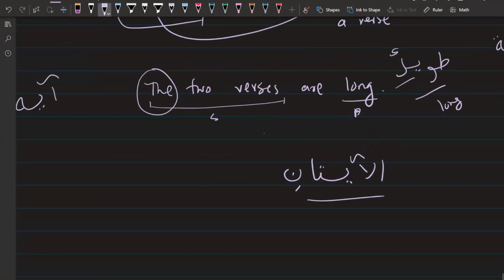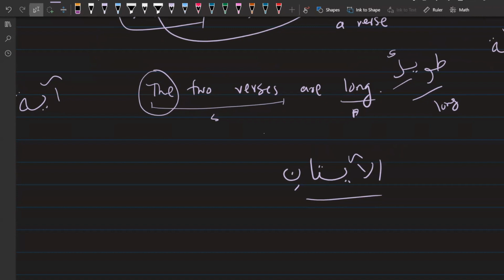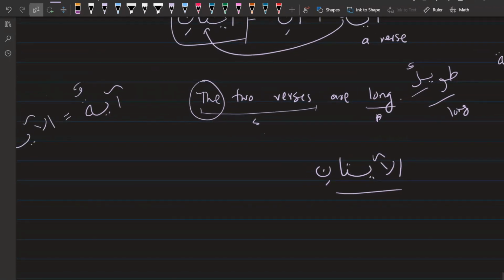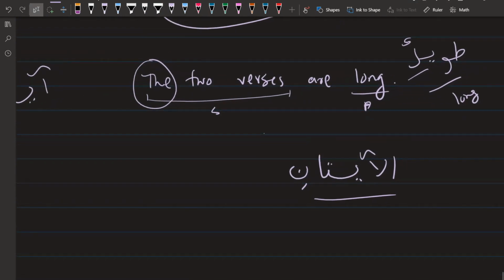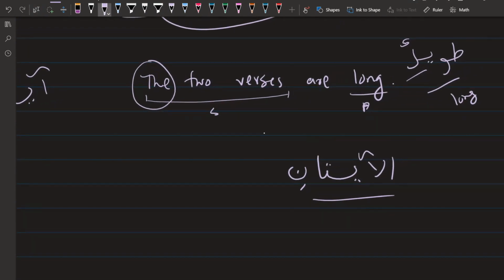Now, how do we complete the sentence? The two verses are long. This is something that is probably going to be difficult for you guys. So now we want to describe the two verses. Now I'm going to write the word and you fix it. I have طويل. Now you fix it.